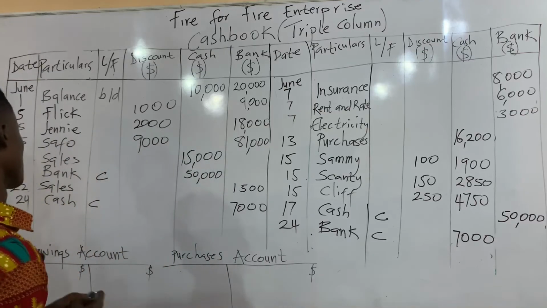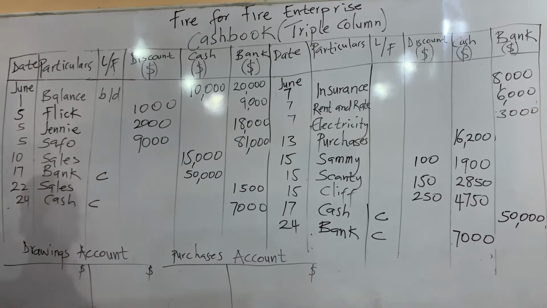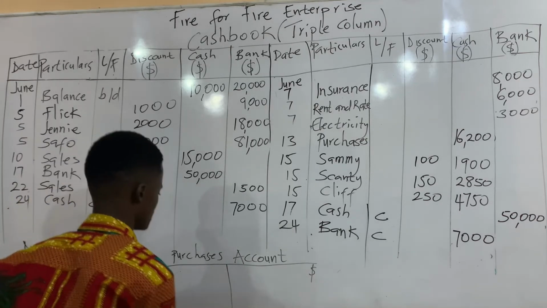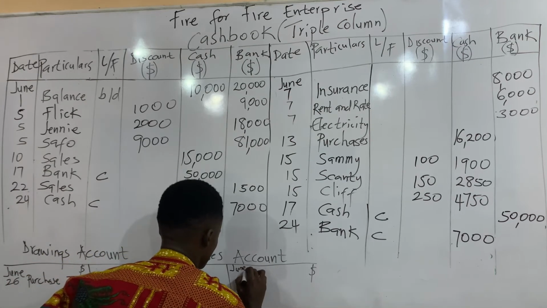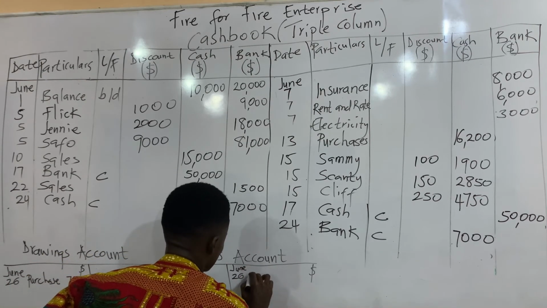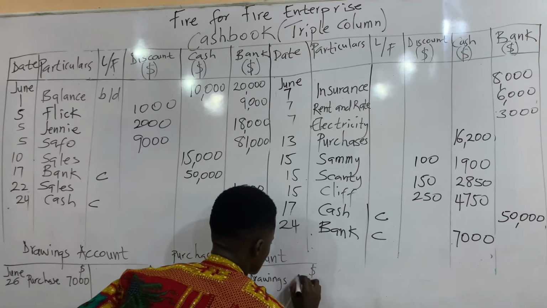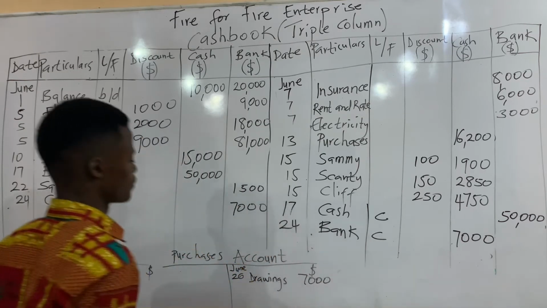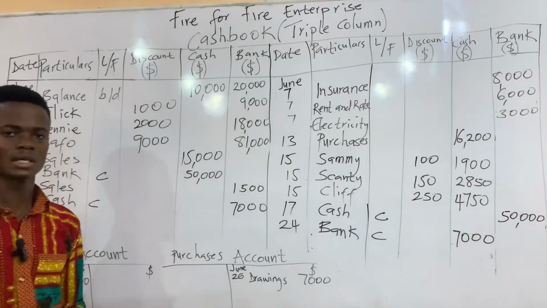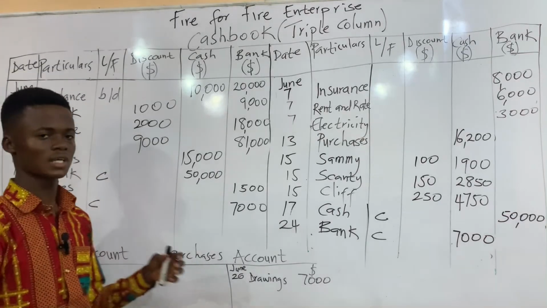And we said that we will debit the drawings account with the amount involved. So on June 26th, purchases, because purchases is the corresponding account. The amount involved is $7,000, and we will credit the purchases account on June 26th with drawings, 7,000 cedis.